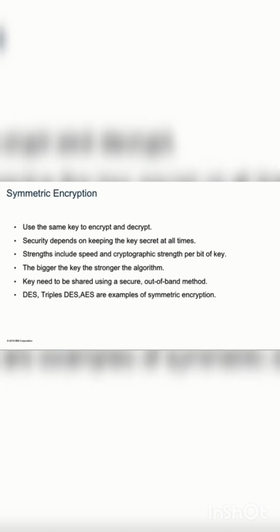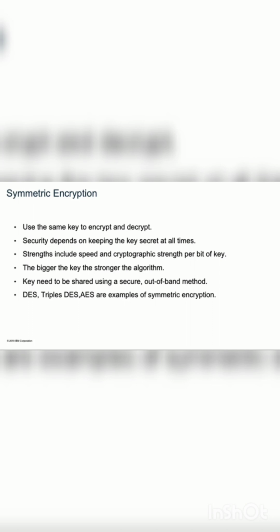Symmetric encryption has several pros, or strengths. Those include the speed and the fact that the cryptographic strength increases by the bit size of the key. Meaning, if we have a bigger key, the cryptography will be more secure. The problem with symmetric encryption is that the key needs to be shared using a secure method, sometimes an out-of-band method, meaning we cannot send the key in plain text to a third party using an unsecured channel.